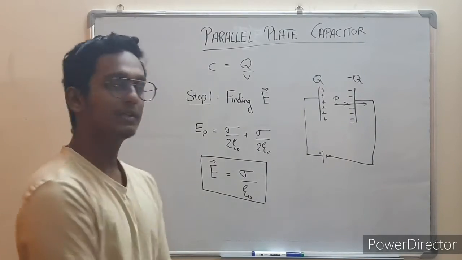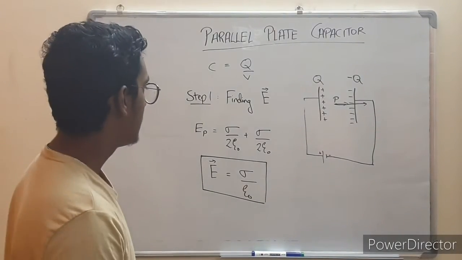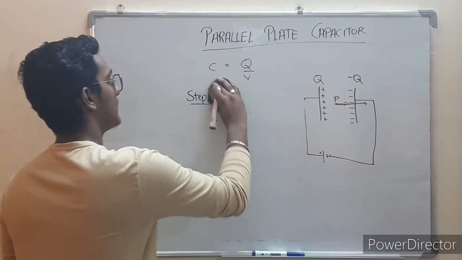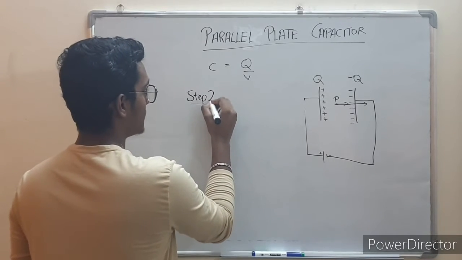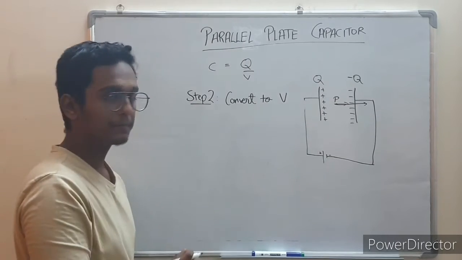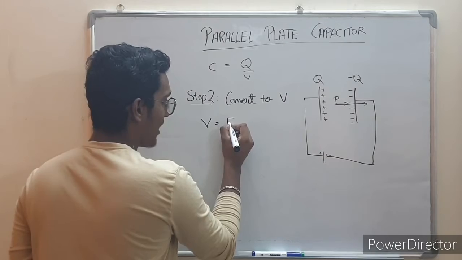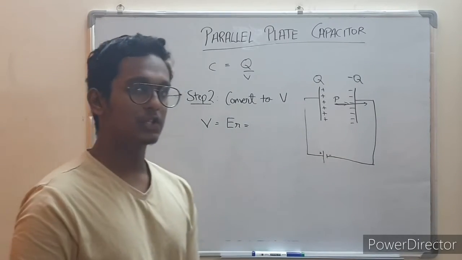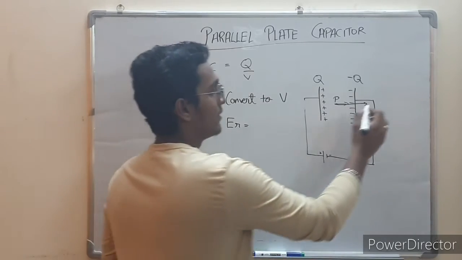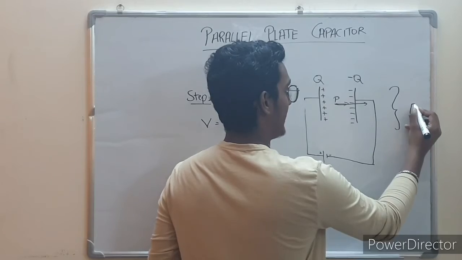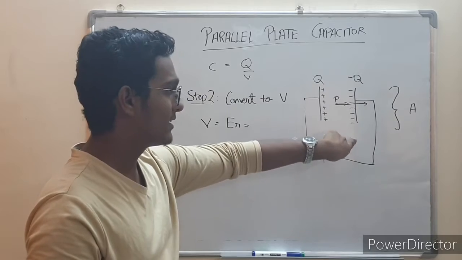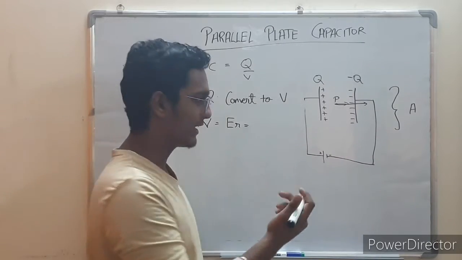Now we have to proceed with step 2, which is find the potential. So I'll erase this off. So step 2 is convert to potential difference V. We know V is equal to E R. Now here we need to assume two quantities, which are fixed for a given capacitor: the area of the plates equals A. The area of the plate is A, and another thing to assume is that the distance between the two plates is, we'll take it as small d.